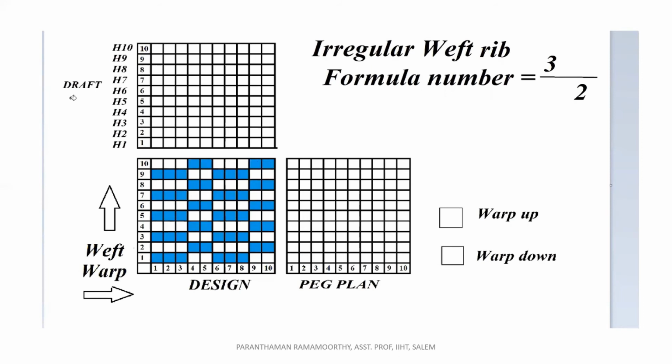So next is drafting arrangement. Here first three ends are drawn through the heald frame one because these three are lifting in the same position. Then the fourth and fifth end are different from the first three. So these two are drawn through the second heald frame. Based on the design, the lifting plan is arranged here.